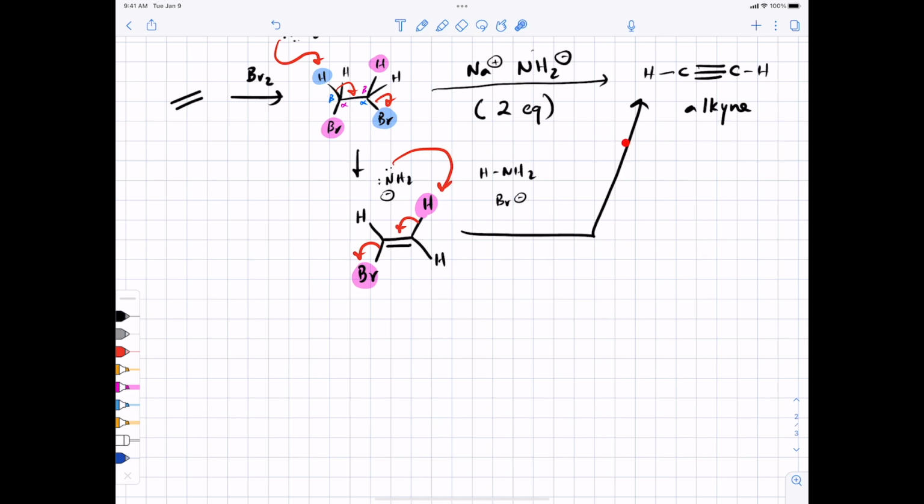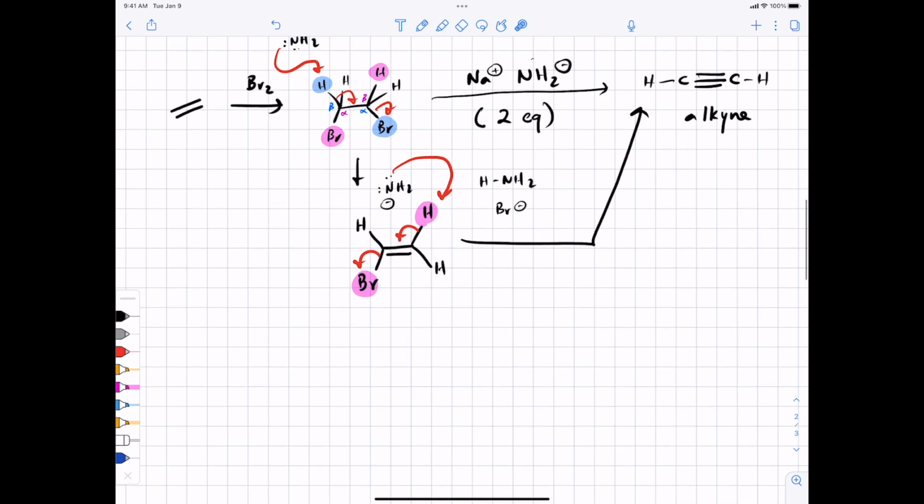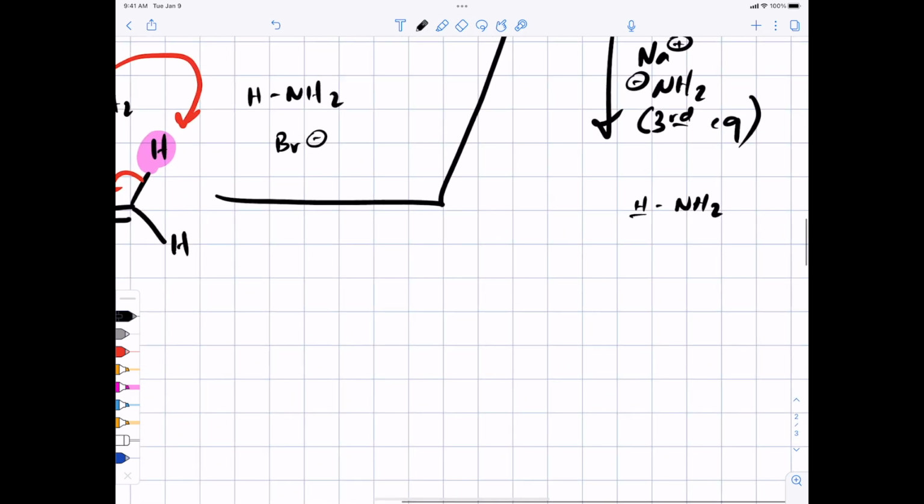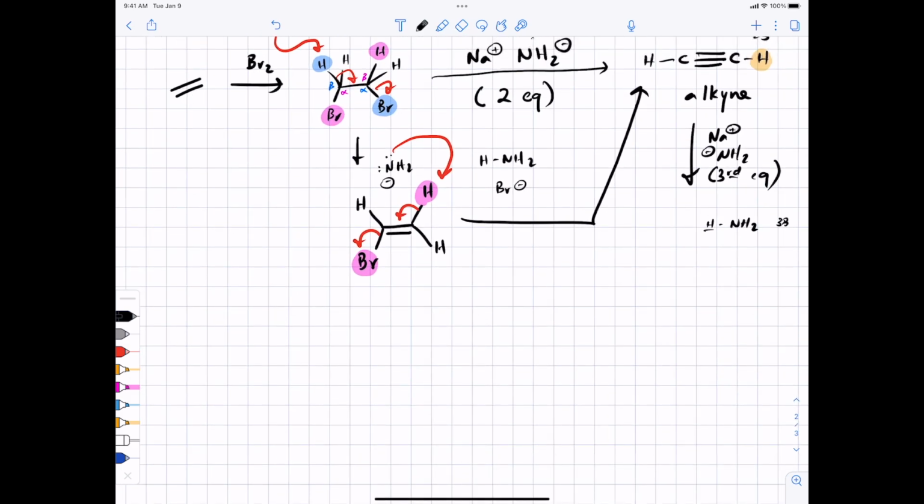Dang it, right? Why would we want to make an alkyne in the first place? Well, if you add a third equivalent of sodium amide, again, a really strong base, the pKa of the proton on the alkyne is 25, whereas the pKa of the conjugate acid of the amide anion is 38. So it's fast and easy to remove that proton.